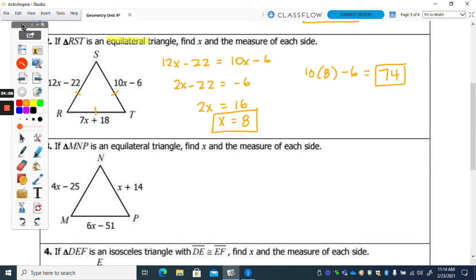So are we just assuming the first three triangles always are equal? Don't assume, read what it says. This one does say it's equilateral. But all of them that we're doing are not going to be equilateral. Okay, all right. So make sure you're reading. I didn't even see the word.